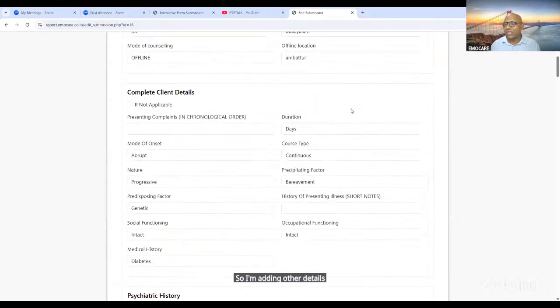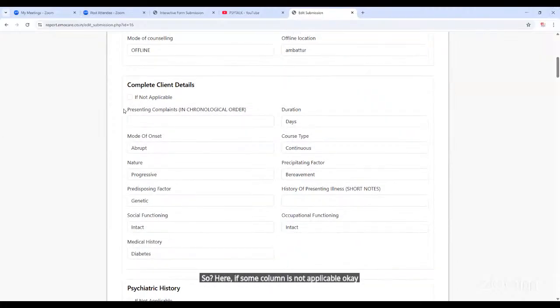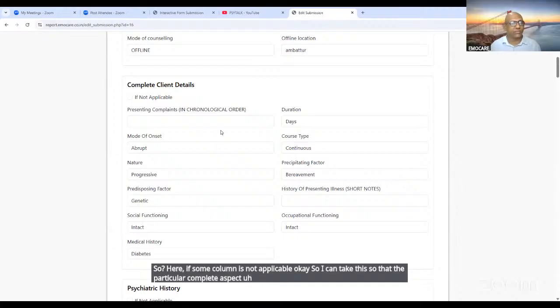Okay, so all these aspects will be available in the case study. So when you are doing a case study, all these aspects you have to fill it up. Here, if some column is not applicable, okay, I can take this so that the particular complete aspect will not be reflected. Okay.